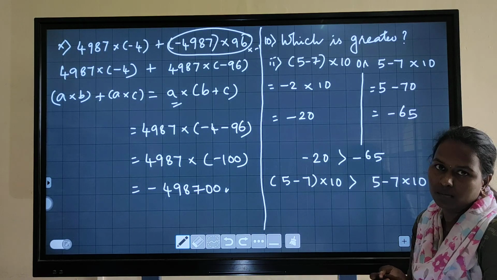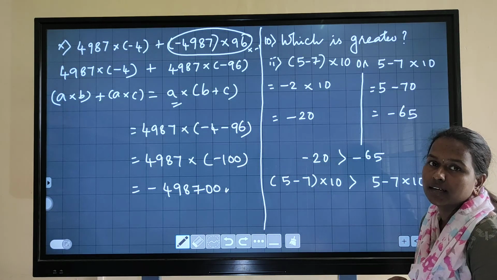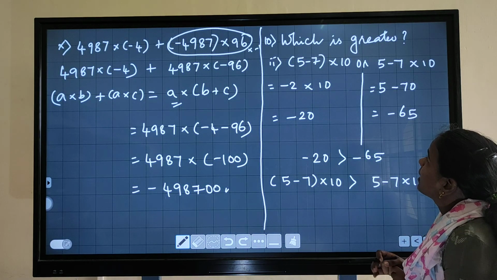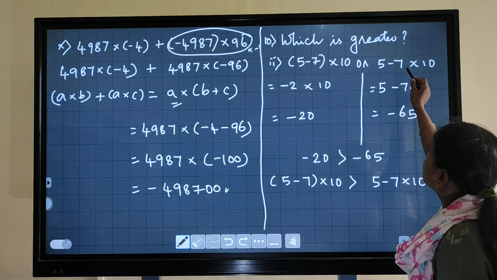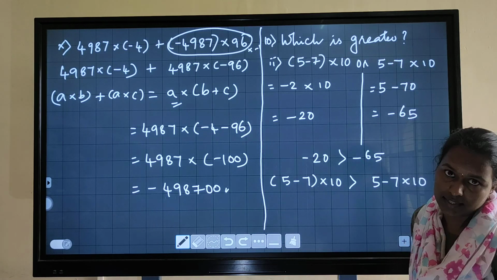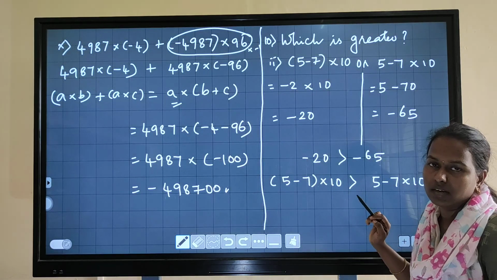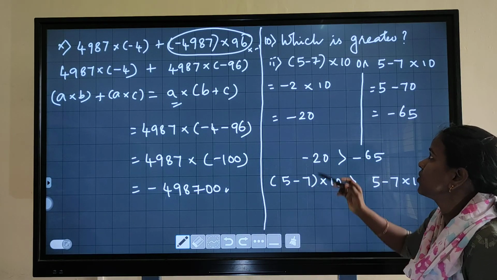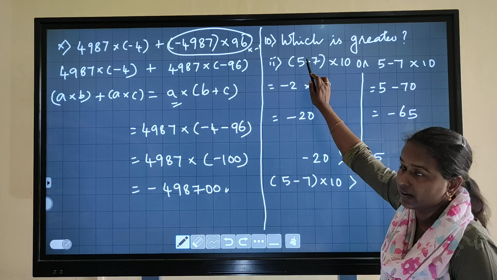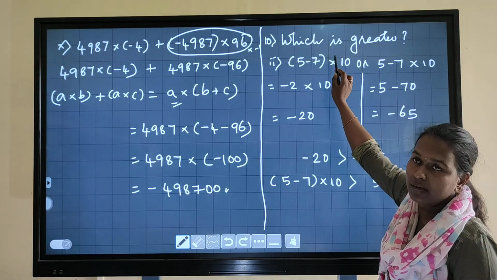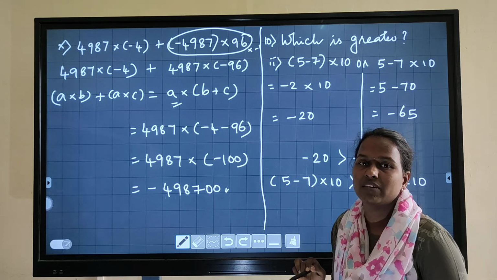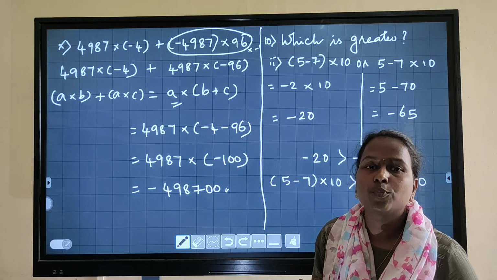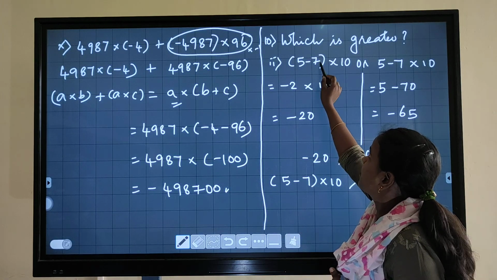So next one is which is greater. Already I solved the first problem in that, so I am solving the second and third problem. See, minus 5 minus 7 multiplied by 10, or 5 minus 7 multiplied by 10, which is greater. Here bracket is given, so if the bracket is given, you have to solve the numbers inside the bracket first. So 5 is the smaller number and also this is the positive number. One positive number, one negative number means you have to subtract and put the largest number's sign. So if you subtract this one you will get 2.